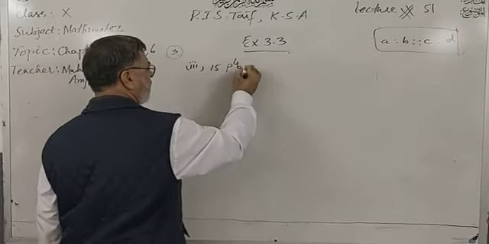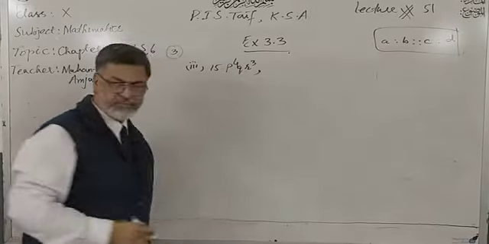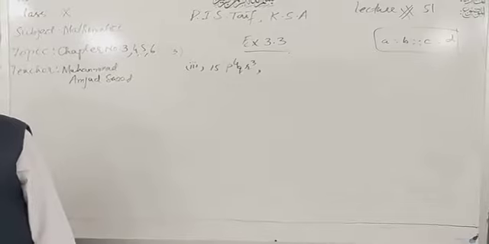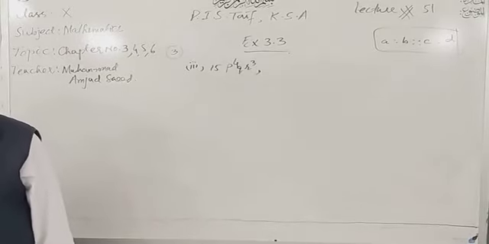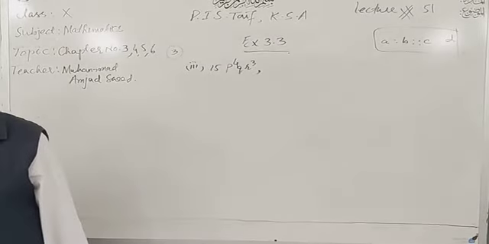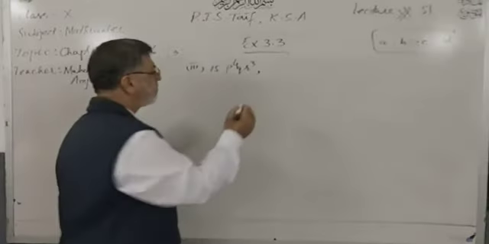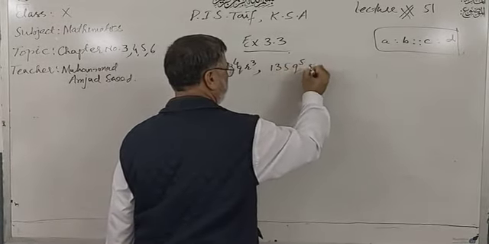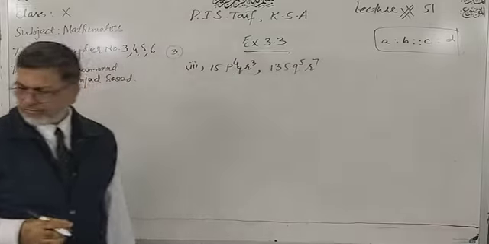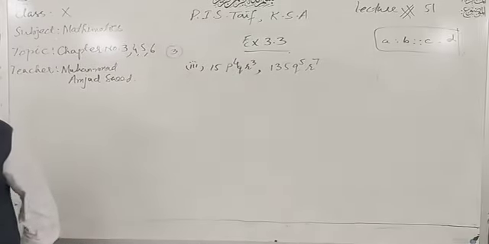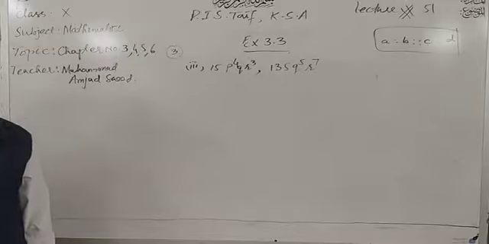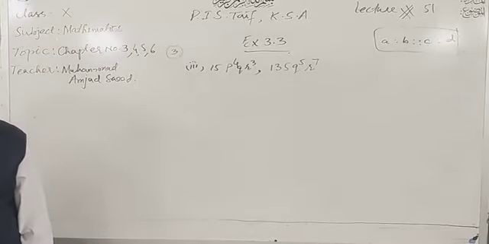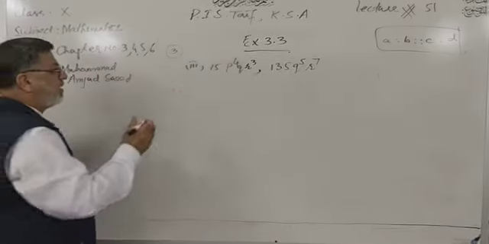15 P4QR cube, P4QR cube, and 135 Q5R7, 135 Q5R7. We have to find the mean proportional.